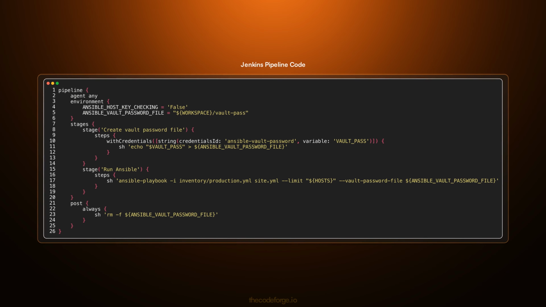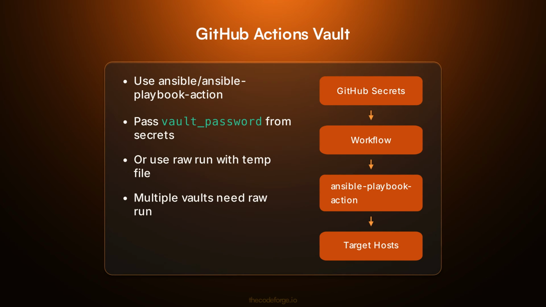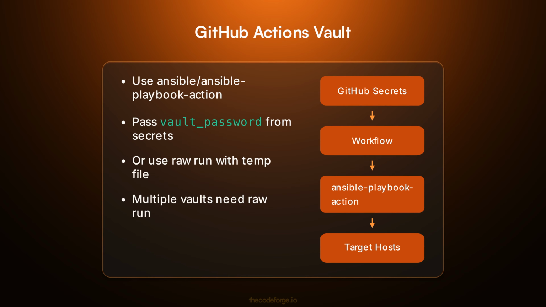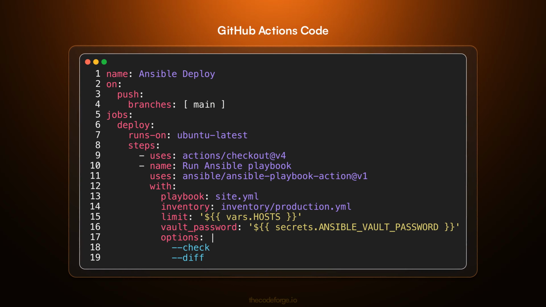This Jenkins pipeline creates a vault password file from a credential, runs the playbook with limit and vault-password-file, then cleans up. GitHub Actions has a community action that simplifies running playbooks. Store vault passwords as repository secrets and pass them via env. This workflow uses the Ansible playbook action with the vault password from secrets and runs in check mode with diff.